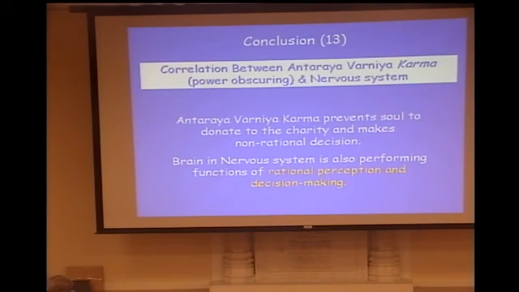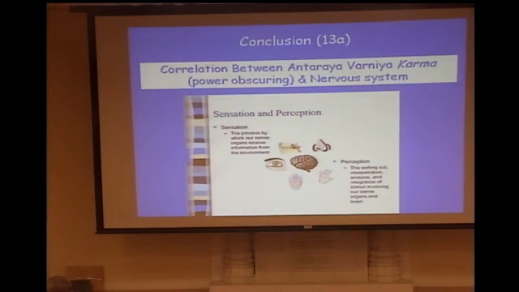Antaraya karma prevents the soul from donating charity and makes non-rational decisions. The brain and nervous system also perform rational perception. When you don't have rational perception, you don't think and don't make the right decision to donate. You worry about tomorrow: if I'm sick, I may go into assisted living and I need thousands of dollars. Those are all things we think. So this is again Antaraya karma, a power obscuring, and you can't properly rationalize your decision.